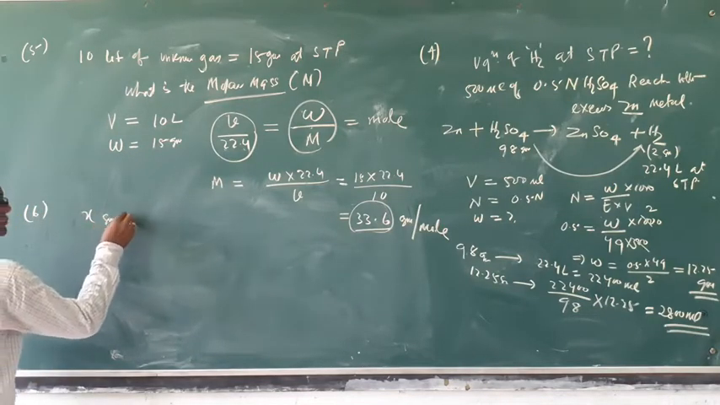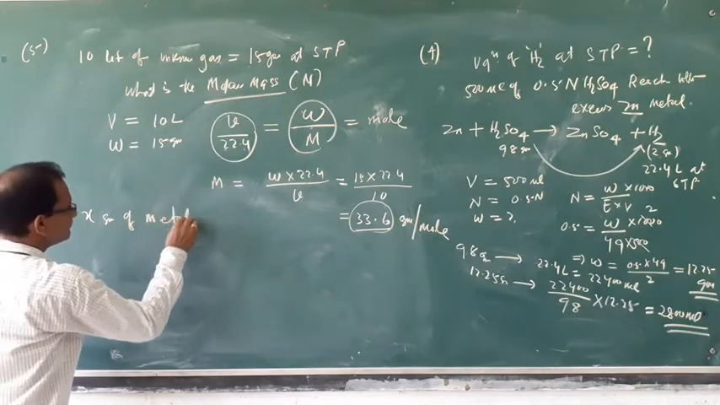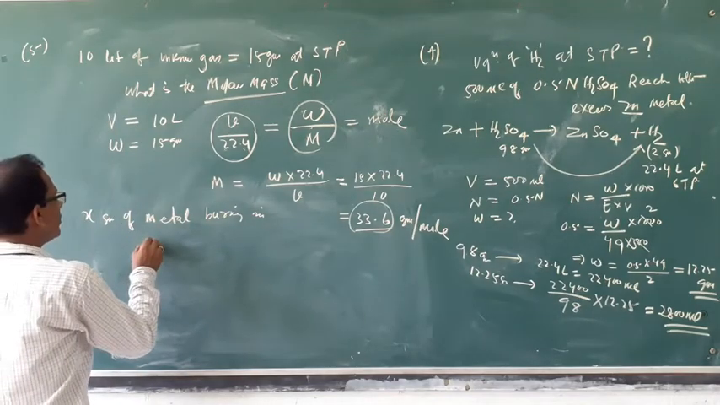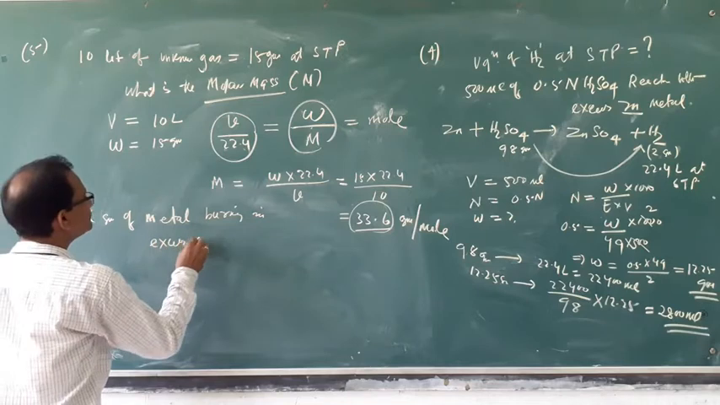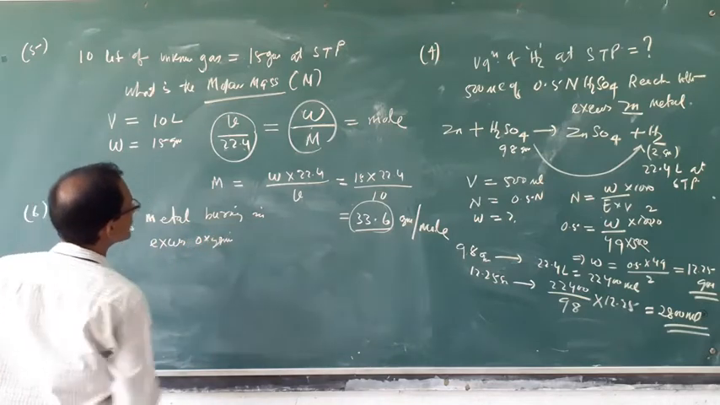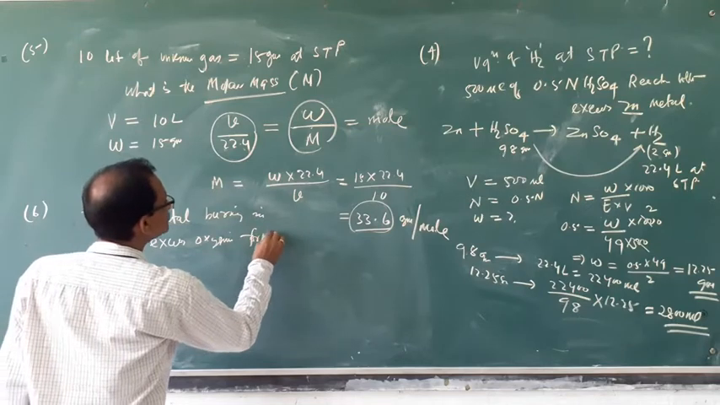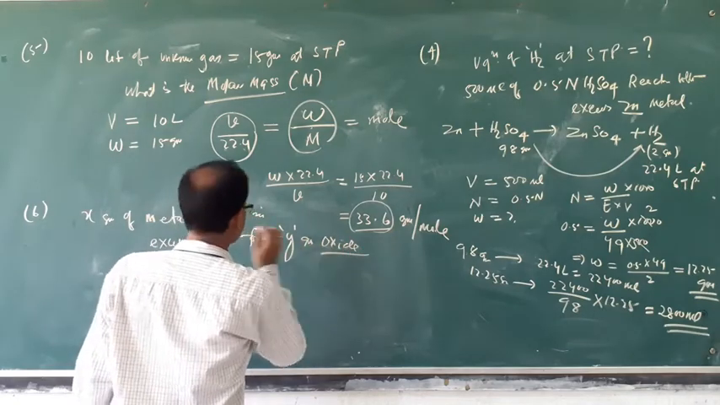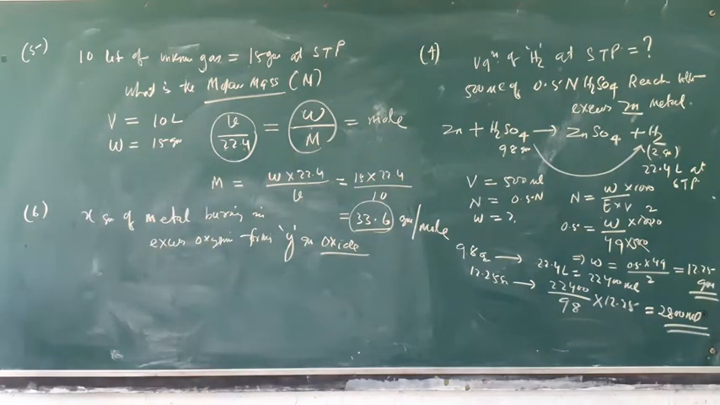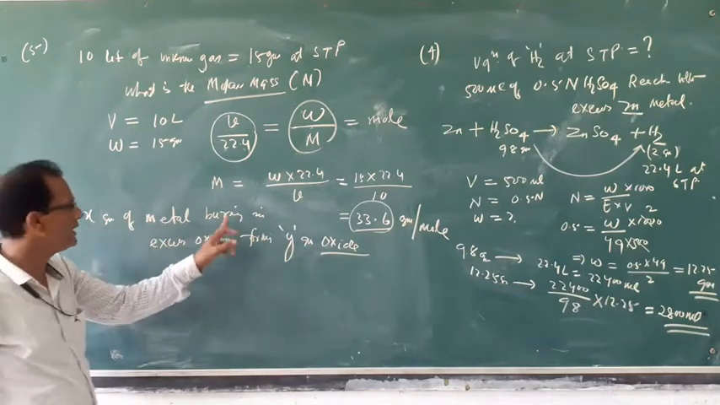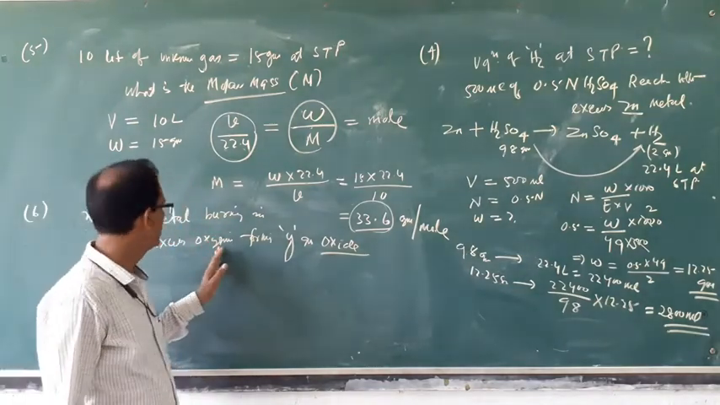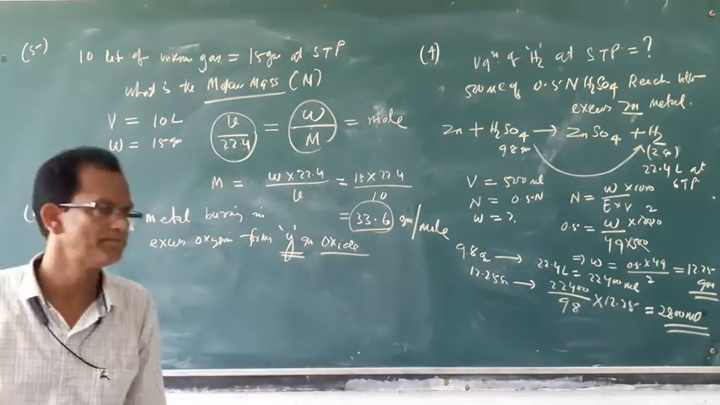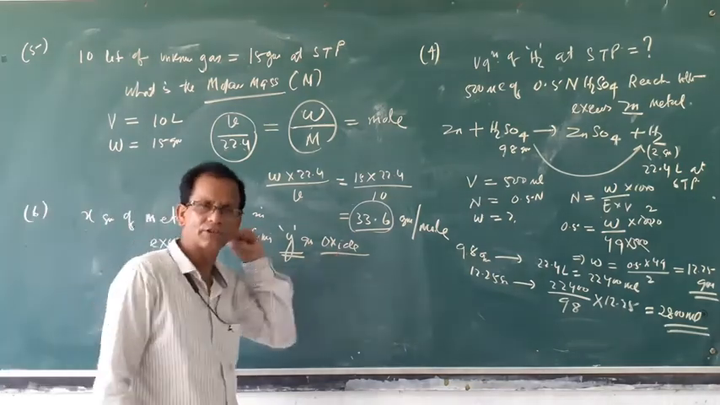X gram of metal burning in excess oxygen, forming Y gram oxide. You see, very important question. X gram metal burning in excess oxygen forming Y gram metal oxide. Metal oxide means this is a metal oxide.